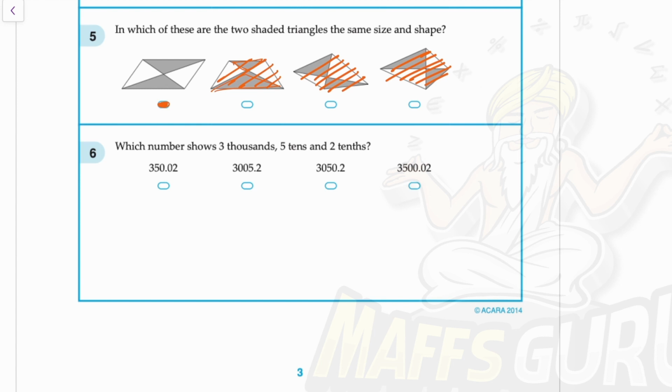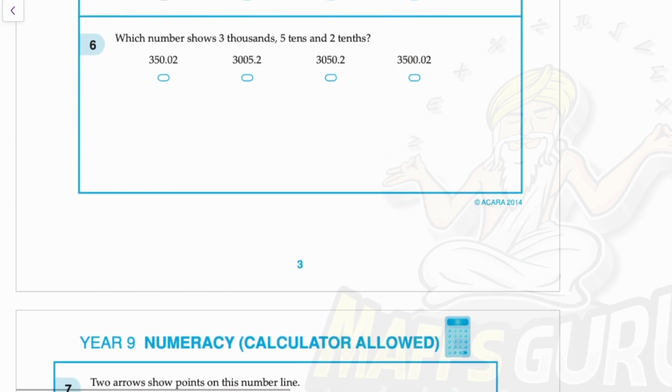Which number shows 3 thousands, 5 tens, and 2 tenths? Well, if we do a decimal point here, this is my units, tenths, hundredths, and thousandths. So let's just see what we come up with. So we want 3 thousands, 5 tens, and 2 tenths, and where we don't have any numbers, we're going to put a zero in. So 3050.2.